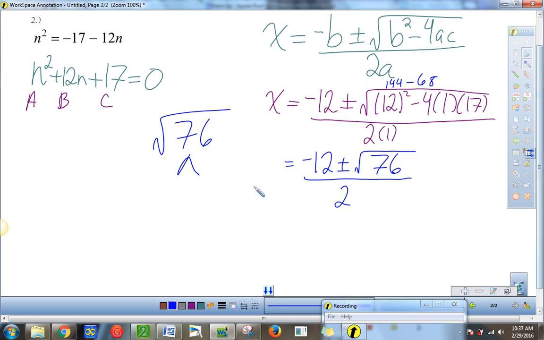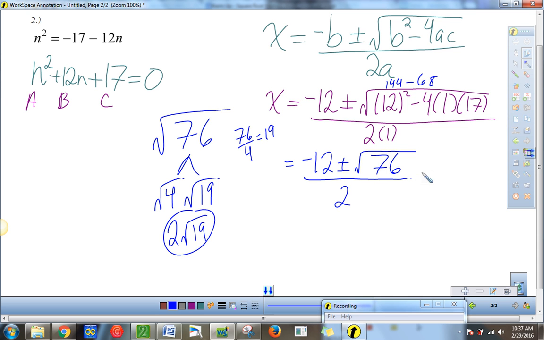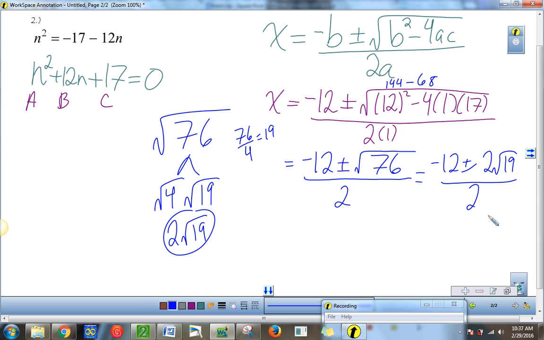What number goes into 76? 4 and 19. Square root of 4, square root of 19, which turns into 2 square root of 19, beautiful. So that goes there. Negative 12 plus or minus 2 square root of 19 divided by 2. One more step. Divide everything by 2. 2 goes into 12, 2 goes into 2, 2 goes into 2. So negative 6 plus or minus square root of 19.